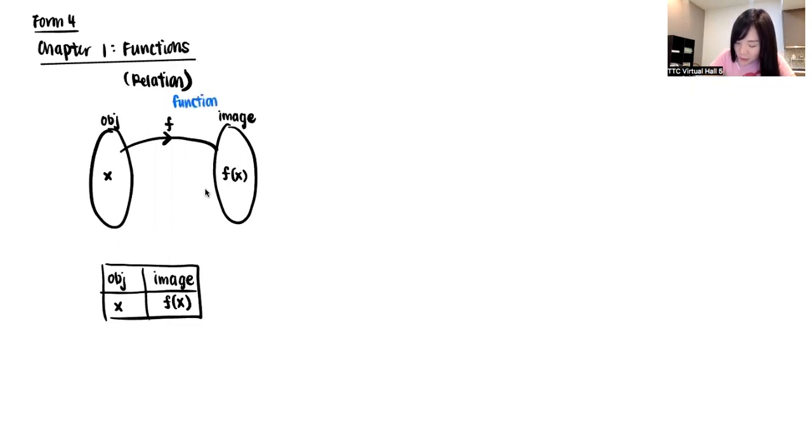Because now I'm teaching Form 4, I'm very scared, my dear. I'm very scared you don't understand. Anything you don't understand, you must ask me, okay? If not, I will just go on, okay? So guys, this one exactly is the function.